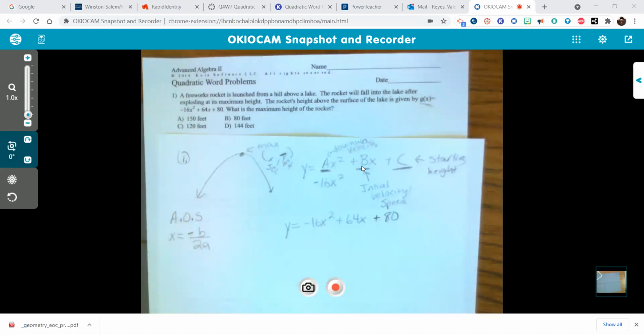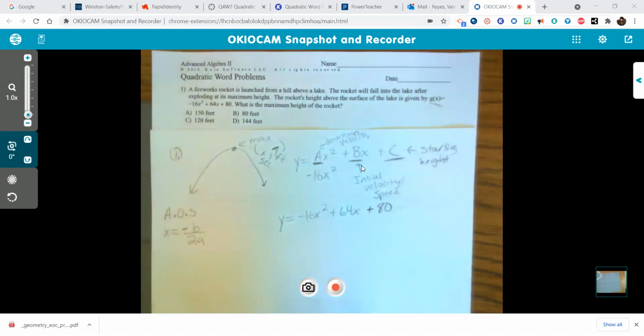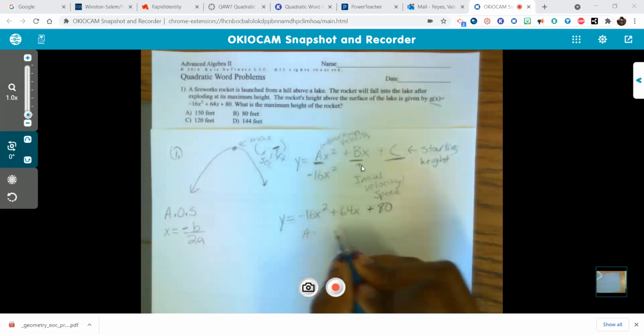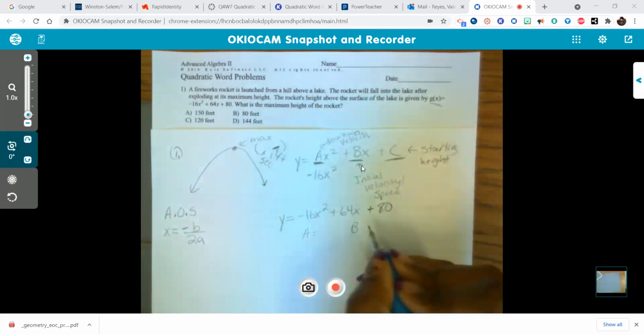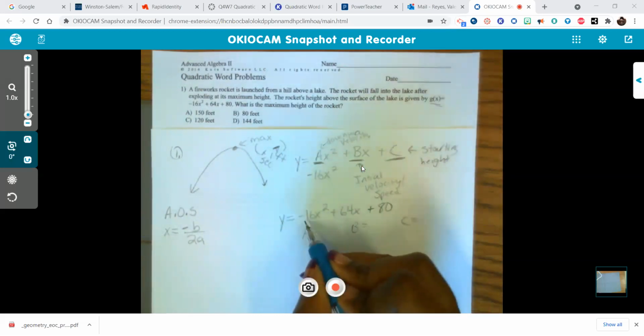Is there anyone that's lost? Okay, let me know whenever you feel like I'm moving too fast for you. Don't hesitate. If you have a question about something big or small, doesn't matter how small or how big it is, just ask, okay? So now in order to get these values, we're going to find our a, our b, and our c, okay? So our a is negative 16.